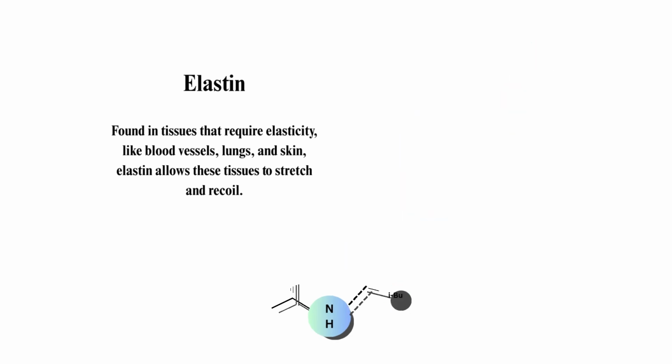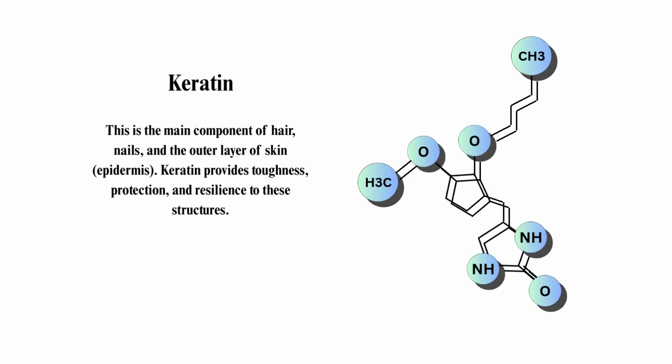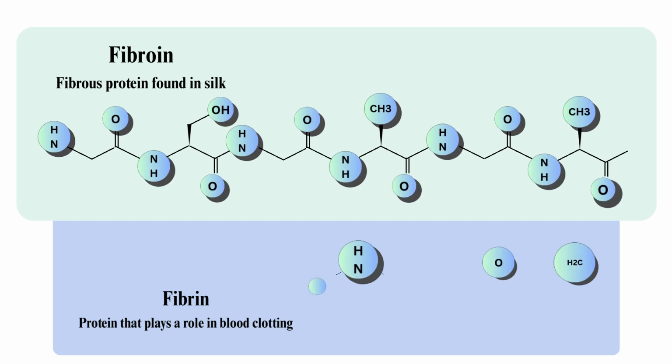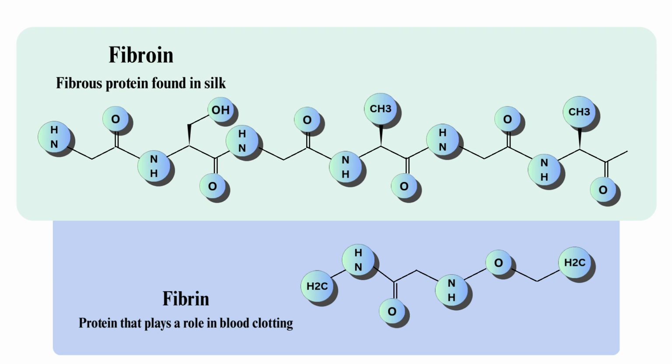Protection. An example is keratin. This is the main component of hair, nails, and the outer layer of skin, also known as the epidermis. Keratin provides toughness, protection, and resilience to these structures. Other examples are fibroin, a fibrous protein found in silk. Fibroin gives silk both flexibility and strength. Another example is fibrin. This protein plays a role in blood clotting by forming a hydrogel called fibrin.